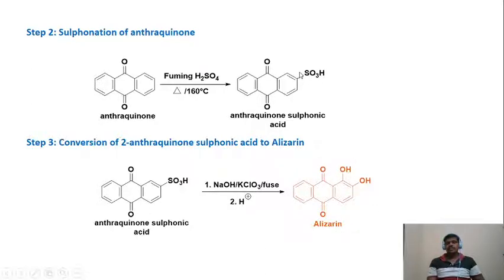So this anthraquinone sulfonic acid gets converted to the alizarin dye. The SO3H group is replaced by OH and one OH group is introduced over here by using these reagents to produce this alizarin from anthraquinone sulfonic acid.